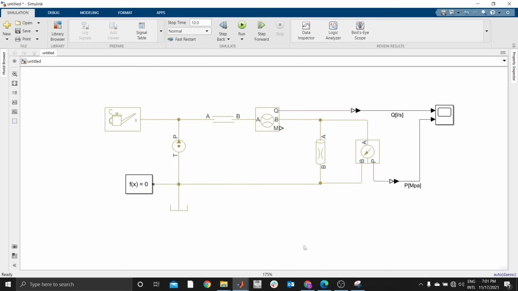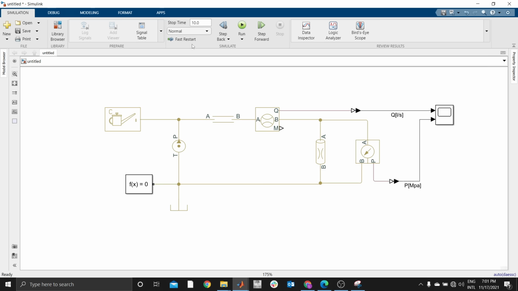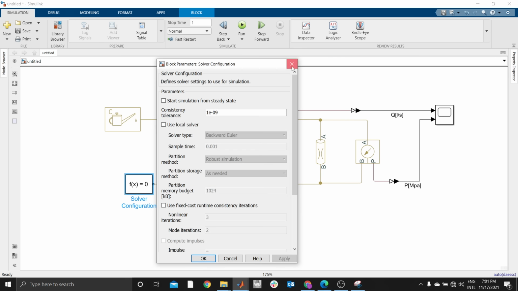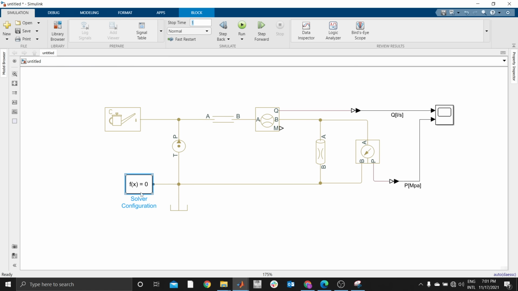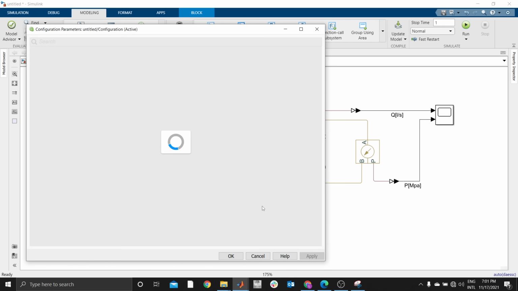Okay. Last three, we need to define solver time 1 second, and we need the solver type to be OD23T. Time here to be 1 second, and we need the solver type to be OD23T. How do you change the solver? You go to model settings here, model settings. We want to change the solver to OD23T.